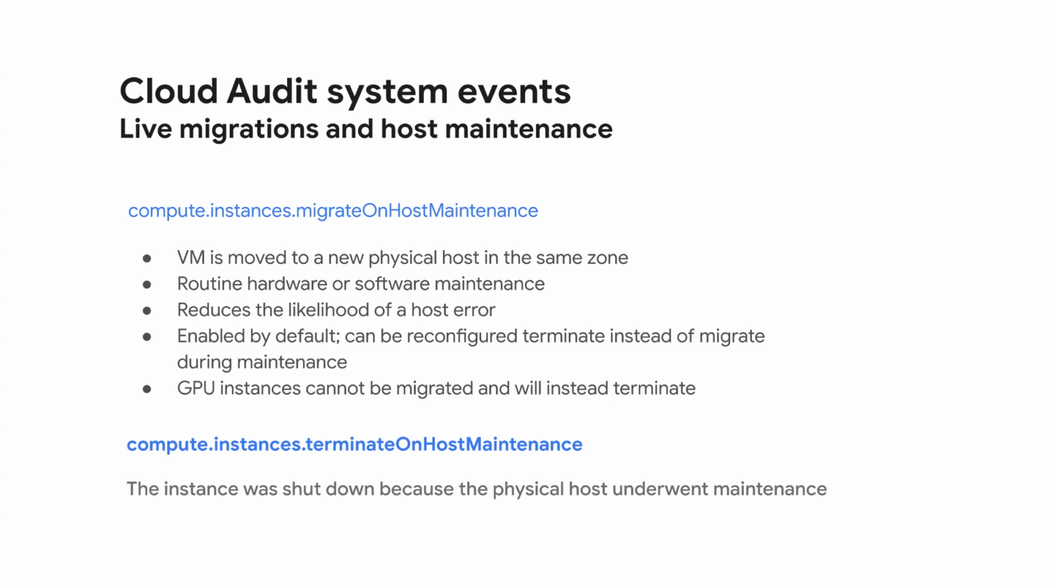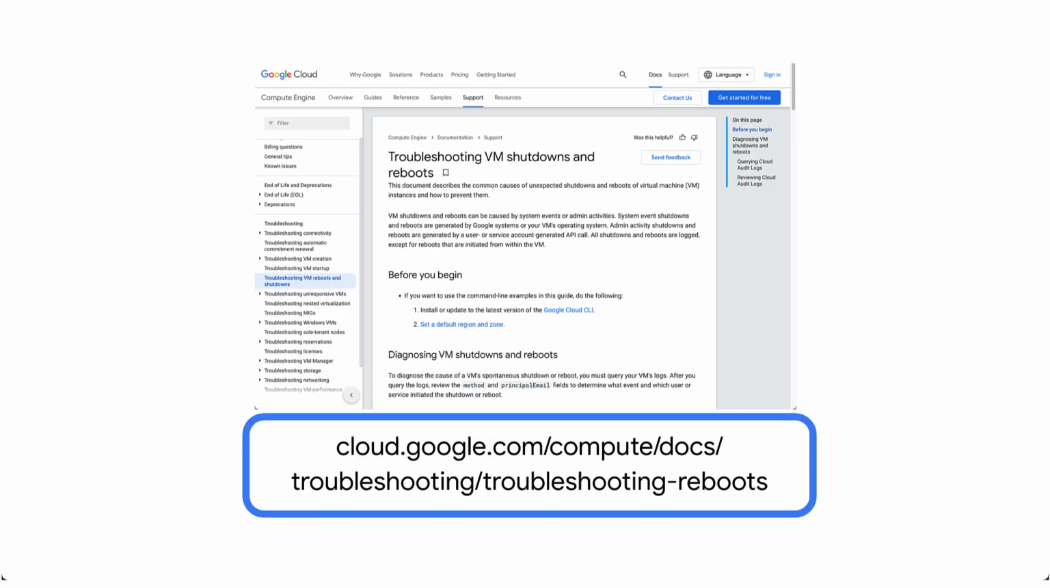The compute.instances.terminateOnHostMaintenance method indicates that the live migration was disabled or is not supported on that particular VM, so the VM was terminated during the maintenance event. For more information on how to troubleshoot VM shutdowns or reboots, and a list of other common methods found in Cloud Logging, check out the official troubleshooting documentation with the link below in the description.